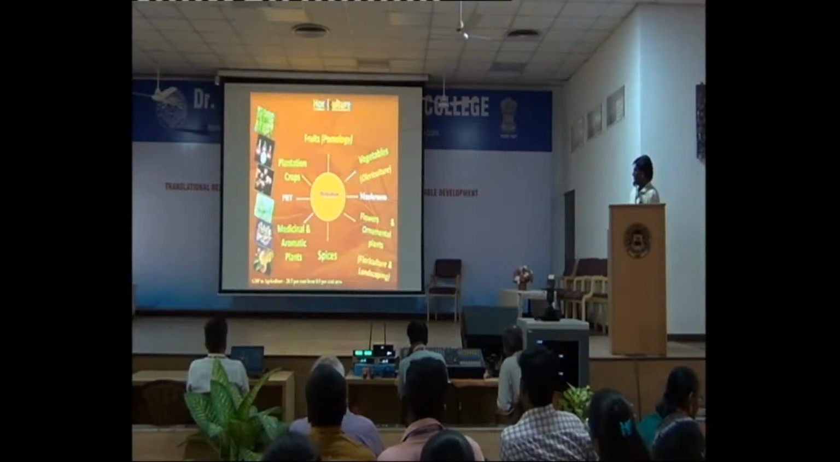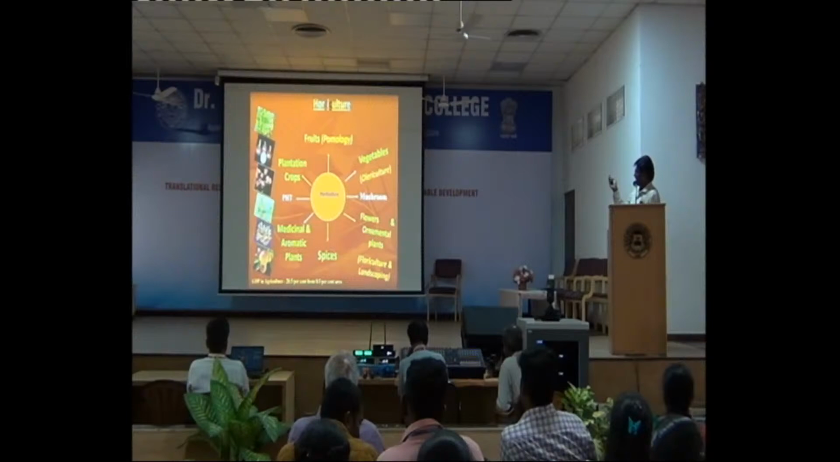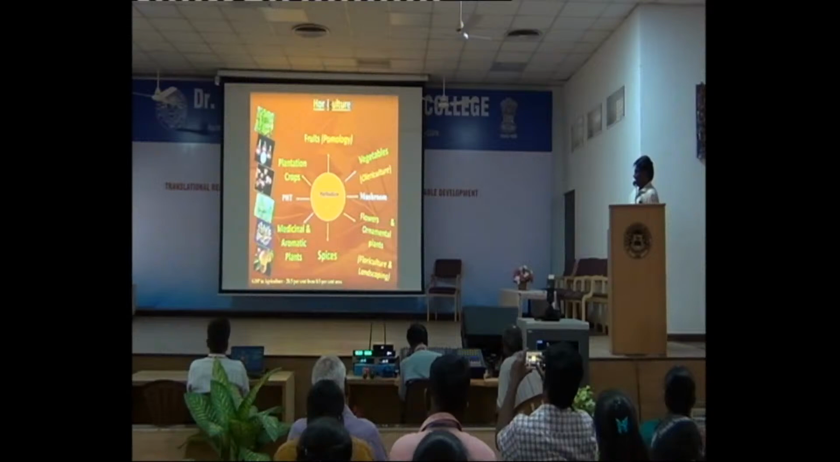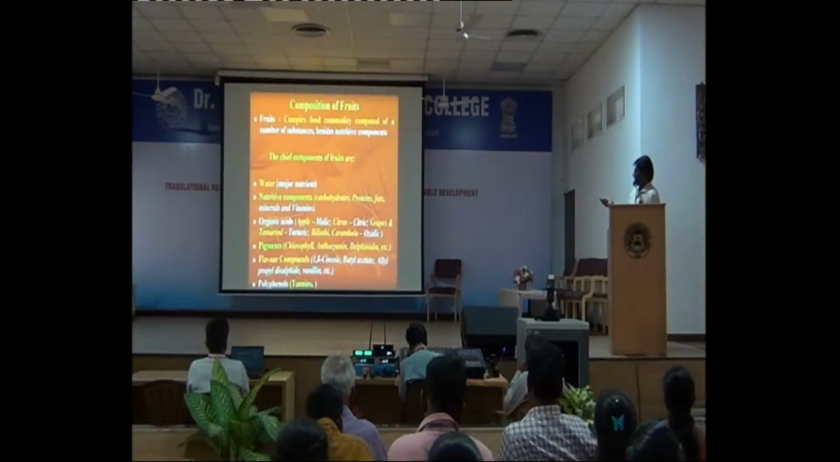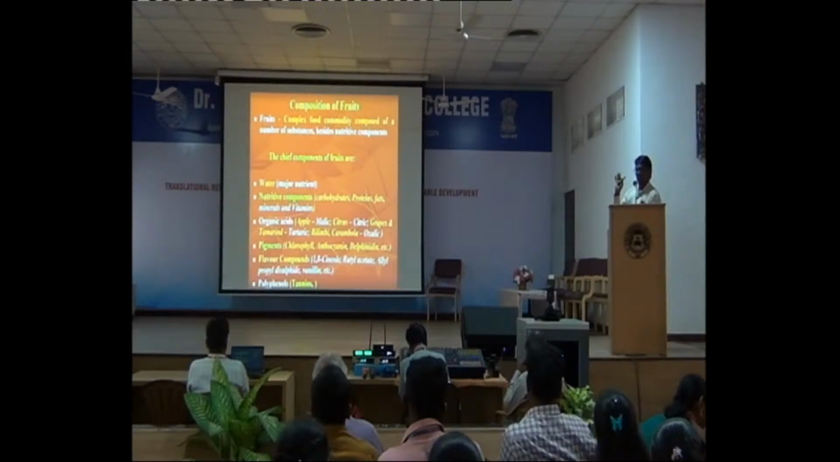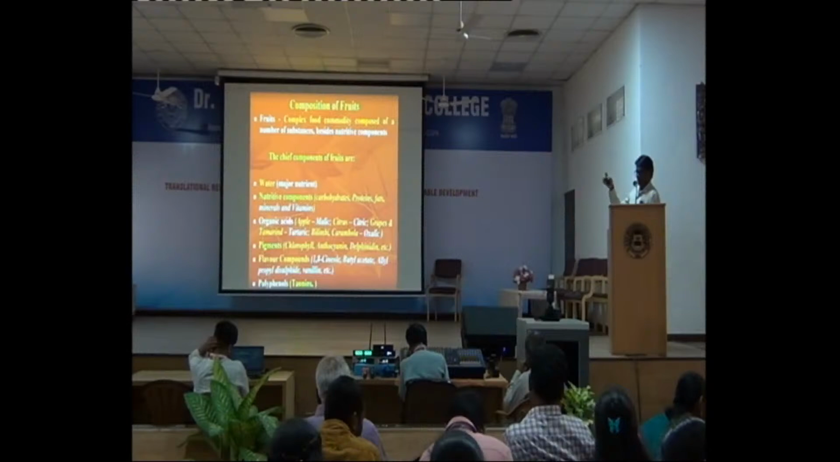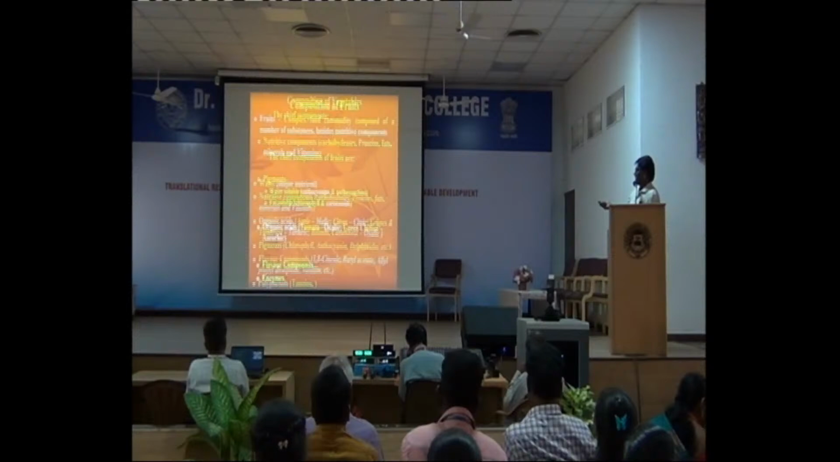We can see horticulture comprises a lot of fields: fruits, vegetables, plantation crops, spices, medicinal and aromatic plants, floriculture, and landscaping, which gives a lot of aesthetic value for humankind. It contains a lot of fields, including biotechnology and mushroom. See, fruits. What is the major nutrient present in fruits and vegetables? Water. Water is the major nutrient. Next to that we have vitamins, minerals, organic acids, and so on. You can see the slides, Raju, for the major nutrients present in fruits. Similarly, in vegetables also.